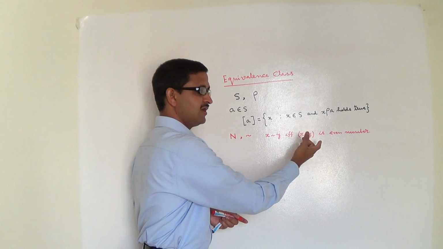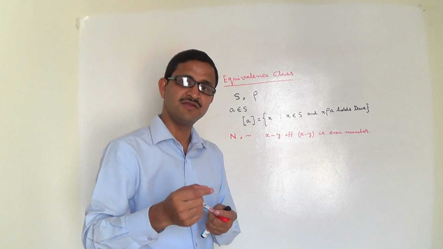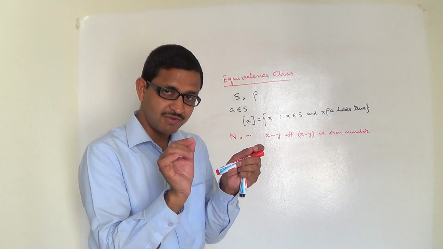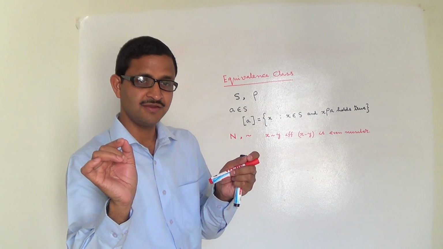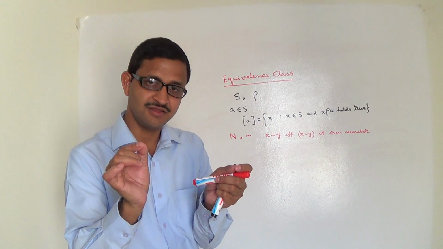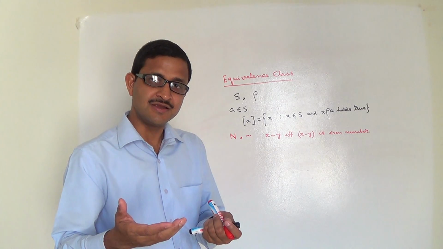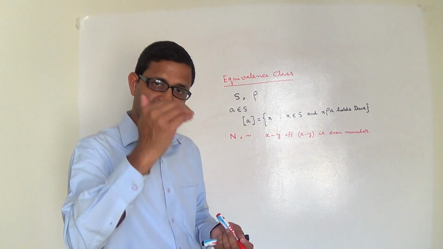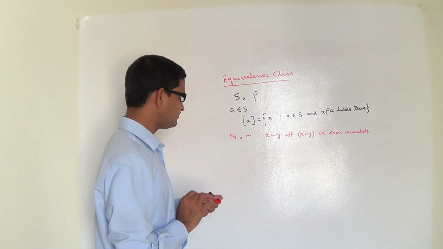Because for any element x, x minus x, which is 0, is an even number. If x minus y is an even number, then y minus x is also an even number. If x minus y is an even number and y minus z is an even number, then their summation, x minus y plus y minus z, that is x minus z, is also an even number. That means x tilde z holds true. So it is a transitive relation. So reflexive, symmetric, transitive. That means tilde is an equivalence relation.